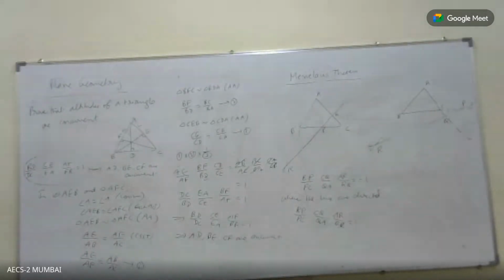Still Menelaus theorem works. Okay, it looks nice. There is a triangle, you take a line somewhere outside. Still you can get it. Can you write Menelaus theorem for this? Right? QC by CA. One, yes. Right.